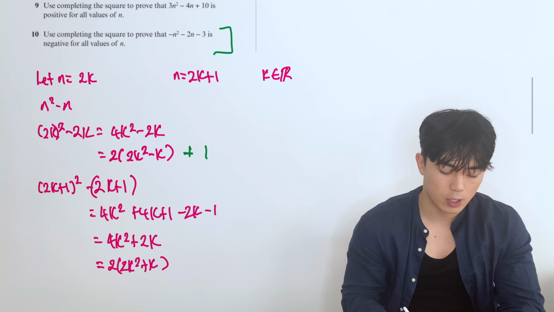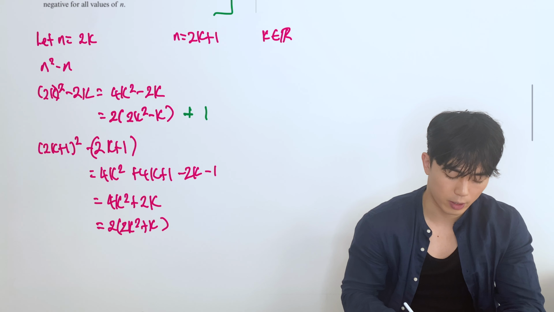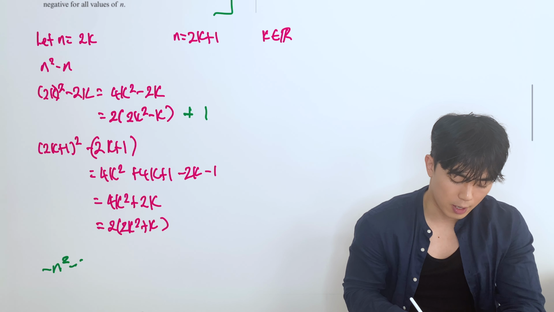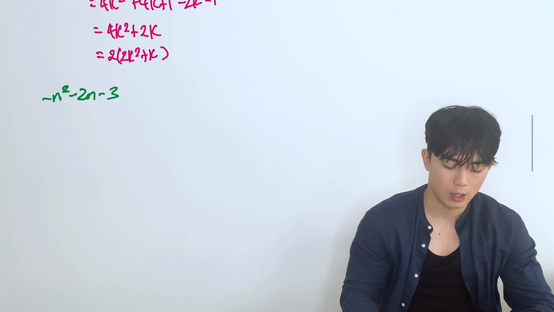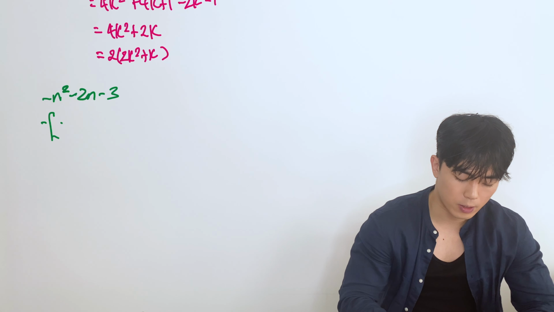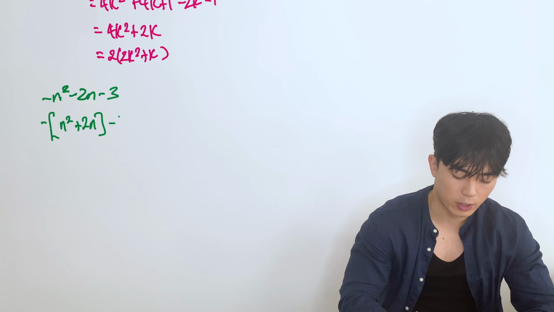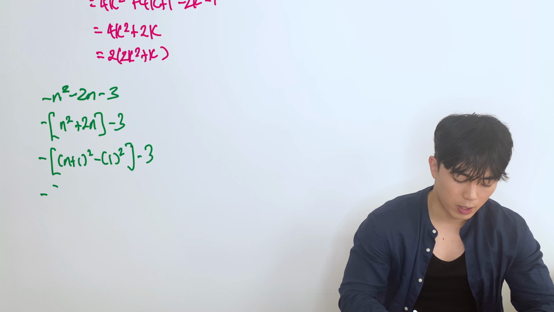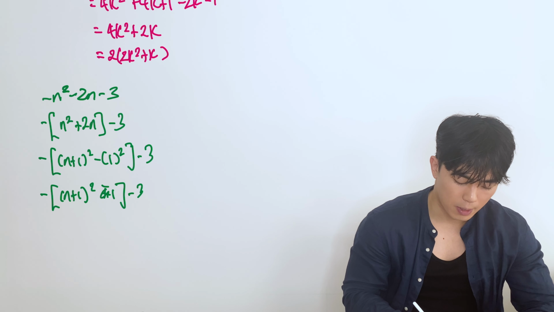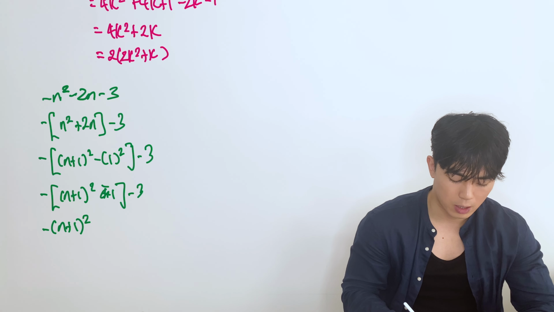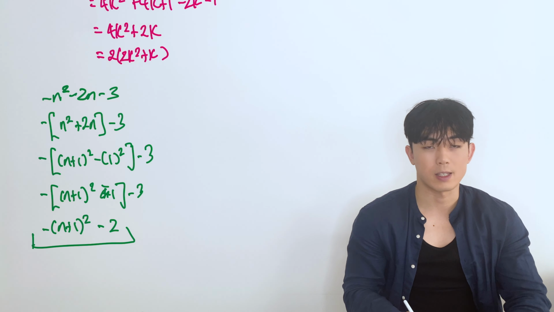It says, use completing the square to prove that minus n squared minus 2n minus 3 is a negative number for all values of n. So minus n squared minus 2n minus 3, and they said complete the square. So I can take minus out: minus (n squared plus 2n plus 3). Completing the square, this is going to be (n plus 1) squared minus 1 squared plus 3, which will give me minus (n plus 1) squared minus 1 minus 3. So this will be minus (n plus 1) squared plus 1 minus 3, which is minus 2.